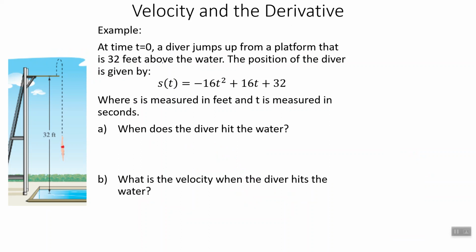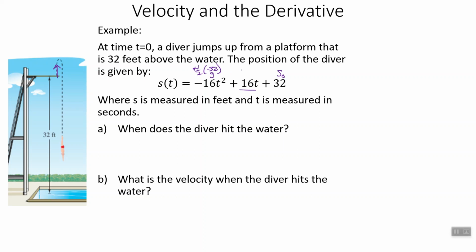All right, so at time t equals 0, a diver jumps up. So they're starting off by going up from a platform that is 32 feet above the water. So there's our 32 feet. That looks like an initial height right there. The position of the diver is given by s of t equals negative 16t squared plus 16t plus 32. All right, so this 32 is our initial height. This negative 16 comes from 1/2 times negative 32, our g, because we're working in feet.